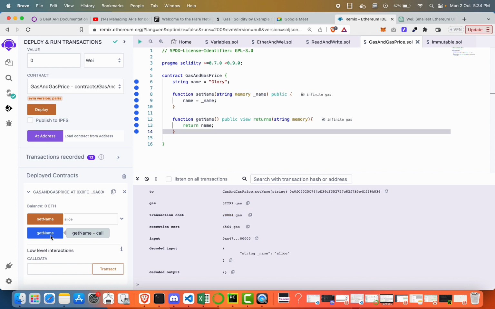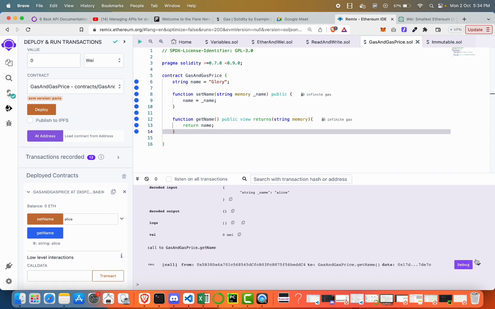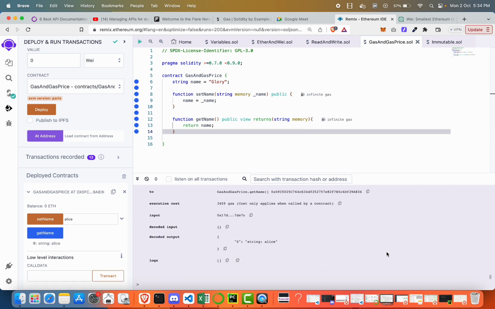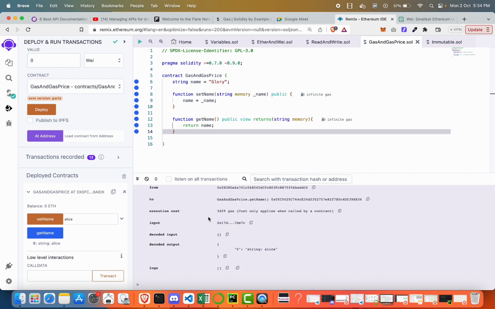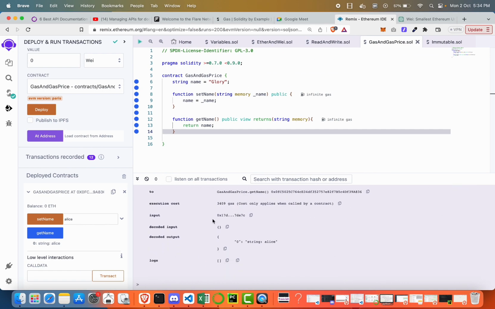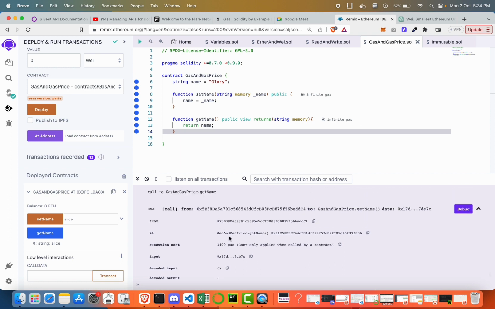So if we do get name and we go over to the log, you see there is no cost. By default you don't get charged, but this cost only applies when this function is called by a contract.